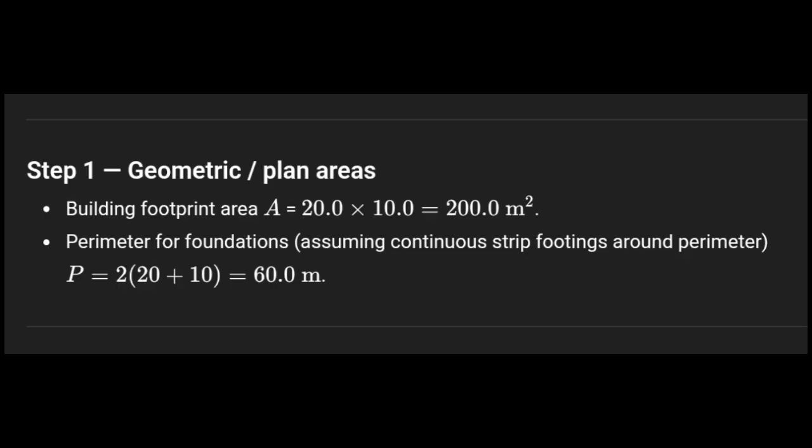Step 1. Building footprint and perimeter. First, we calculate the building's plan area. 20 times 10 gives 200 square meters. Next, the perimeter of the building, which will define the strip footing trench length. 2 times the sum of 20 and 10 gives 60 meters. This perimeter will be used repeatedly when calculating trench excavation, concrete, and blinding.